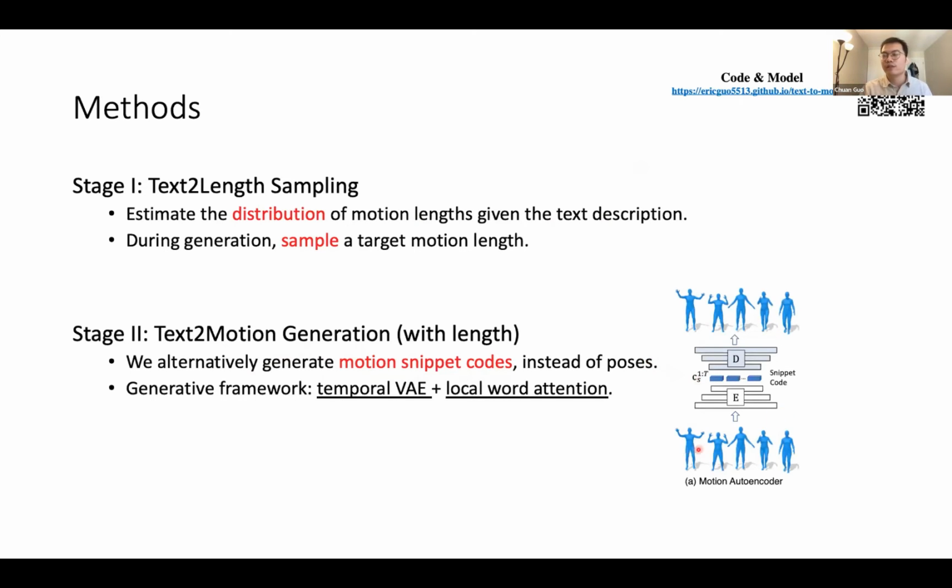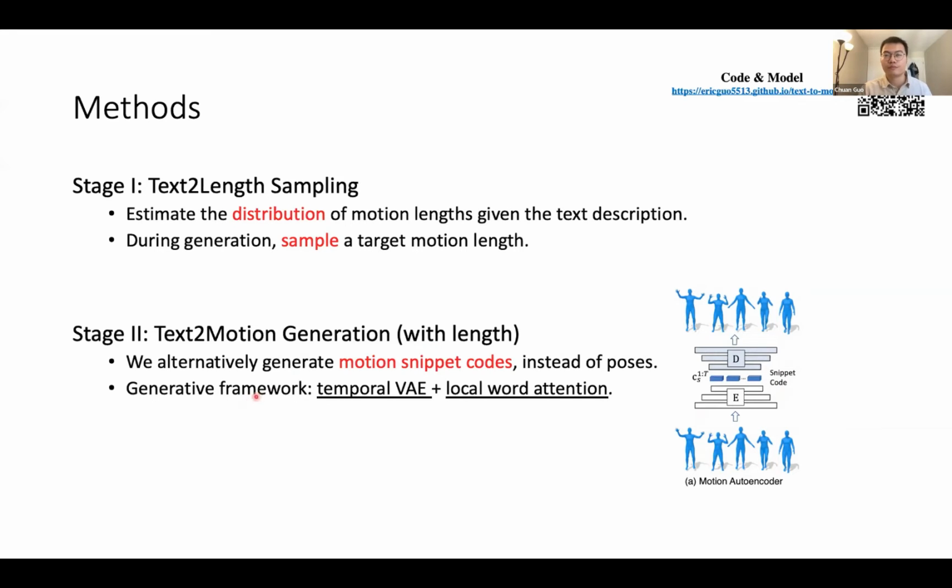We have to train an autoencoder using a convolutional network. This is the convolutional autoencoder. At the middle stage, we can have the latent code, which is pretty much the compression of the input pose sequence, right? In our work we call this the motion snippet code, and this can be more informative, and also it is much shorter, so it would be easier to model. So during generation, we try to generate the snippet codes and then decode them back to a pose sequence, instead of directly generating the pose sequence here.